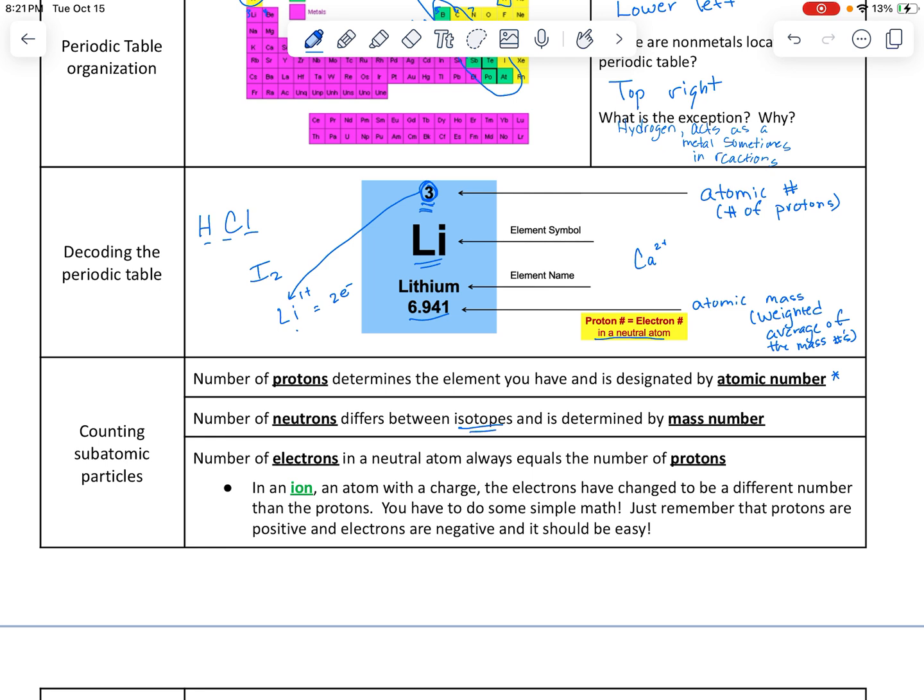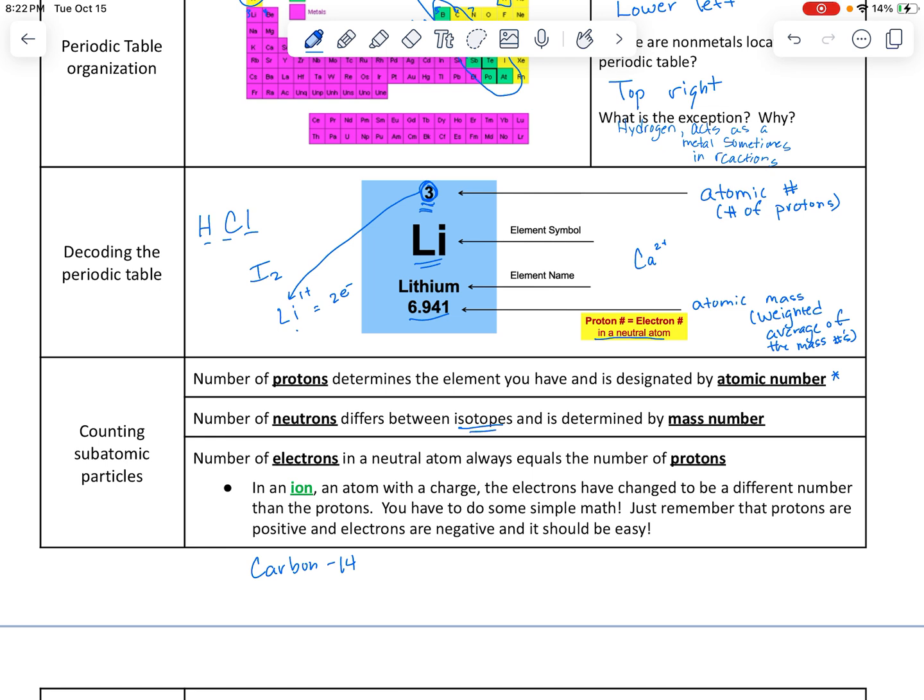Well, you're not going to really run into this in this class, but you may have heard of something like carbon-14. You may have heard of that because that's the radioactive isotope of carbon that we use to figure out the age of long lost living things. That's how we know the age of a dinosaur bone, for example.